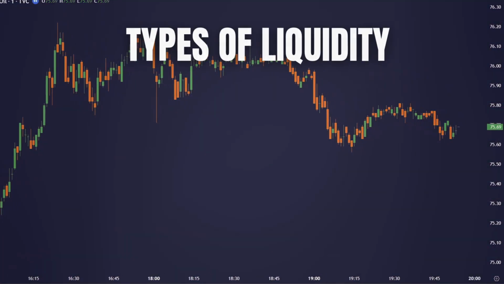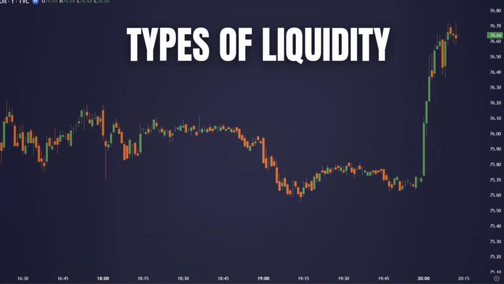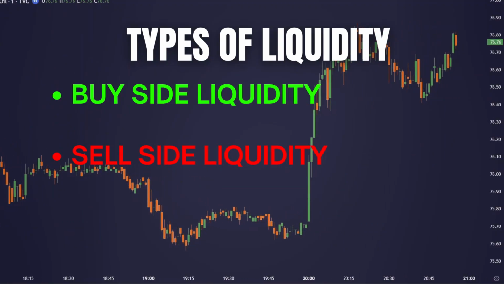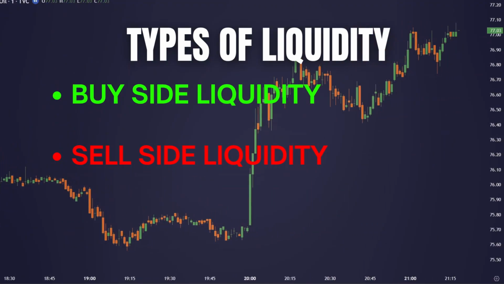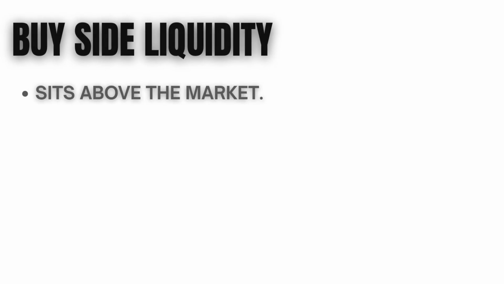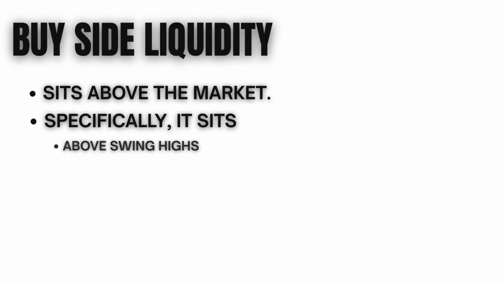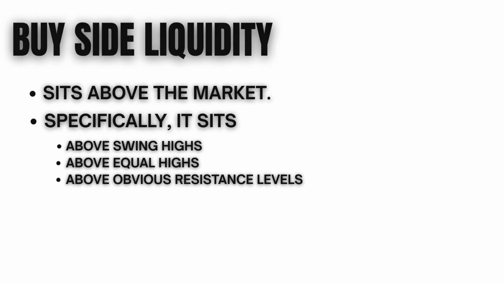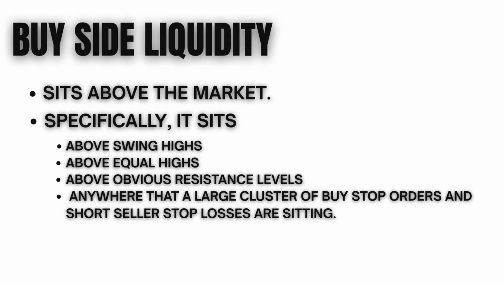Now, there are 2 types of liquidity that ICT focuses on: buy side liquidity and sell side liquidity. These sit on opposite sides of the market and they serve very different purposes. Buy side liquidity sits above the market. Specifically, it sits above swing highs, above equal highs, and above obvious resistance levels, anywhere that a large cluster of buy stop orders and short seller stop losses are sitting.